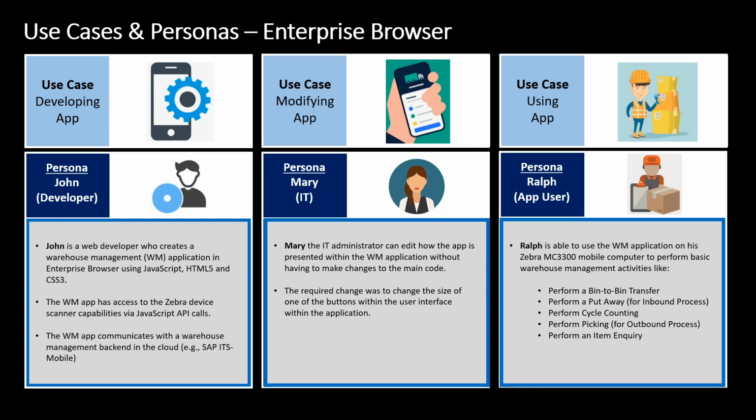And then finally, we have Ralph. He's the warehouse management app user. He uses that app to carry out inbound and outbound warehouse activities efficiently via the app on a Zebra MC3300 mobile computer, while working inside the warehouse. Now, these are just some examples of how these personas leverage the power of enterprise browser.